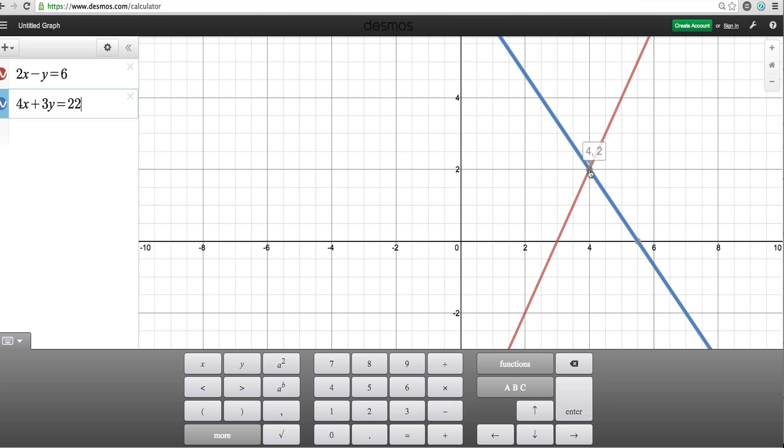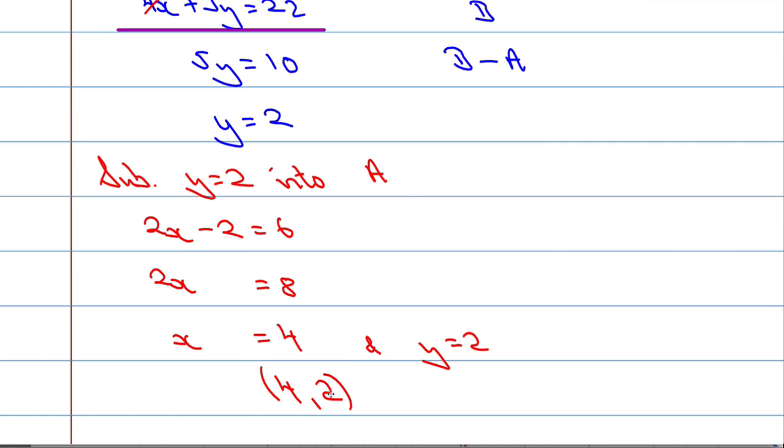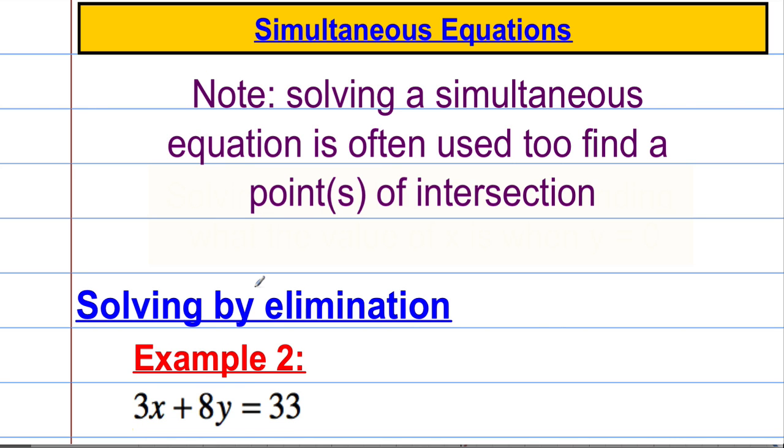And if we have a look here, we see the point of intersection between the two lines is (4, 2), and the solution, lo and behold, was (4, 2). So it's a really powerful technique. Okay, let's do another example.